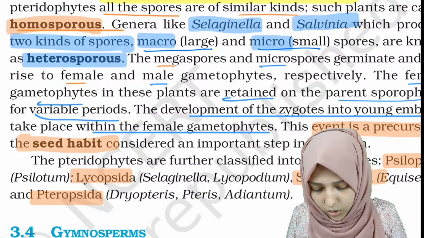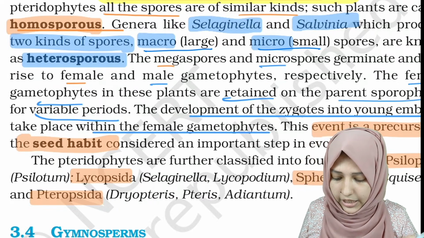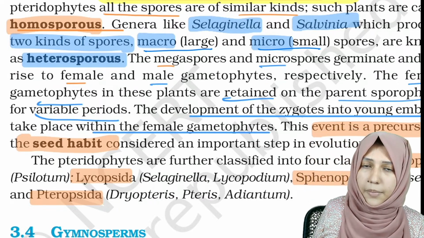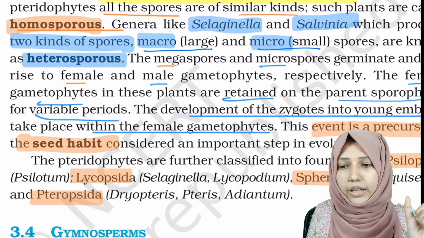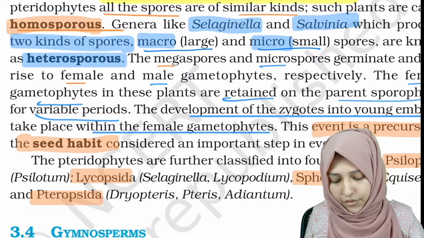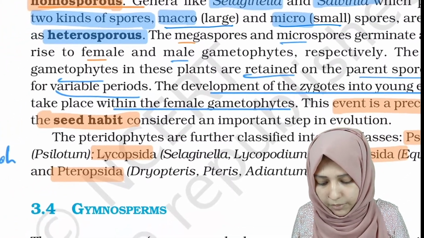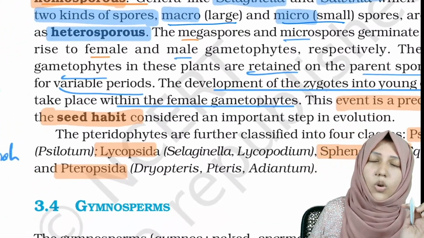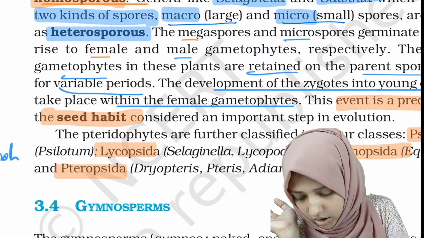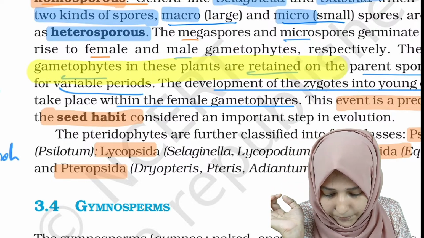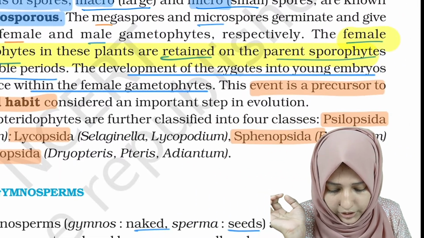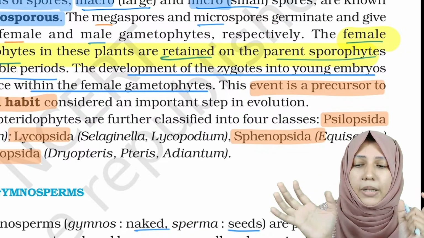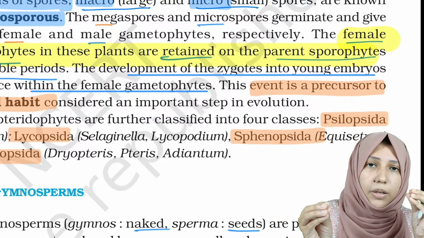Okay, now megaspores and microspores germinate and give rise to female and male gametophyte. Okay, large will be giving rise to the female gametophyte and small to the male gametophyte. The female gametophyte in these plants is retained. Okay, this is a point to be noted, and this is a bonus question for you. The female gametophyte will be retained in the female sex organ.